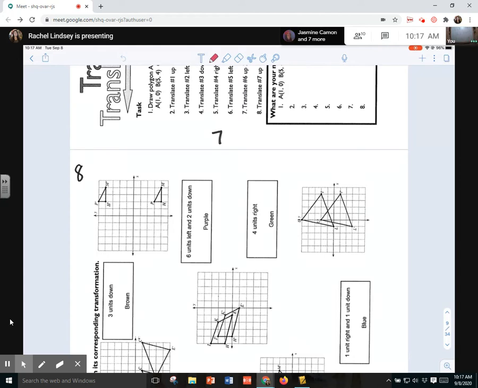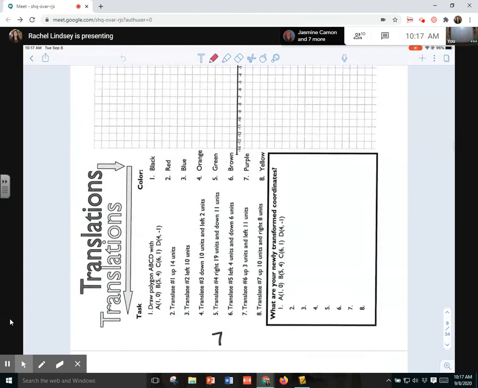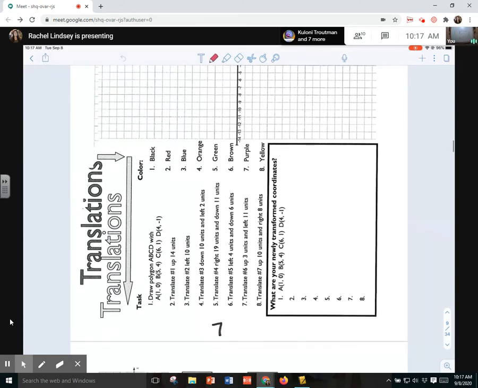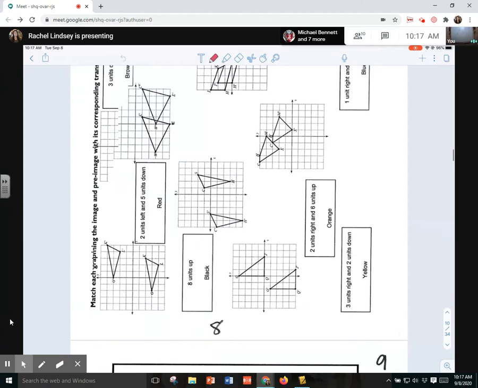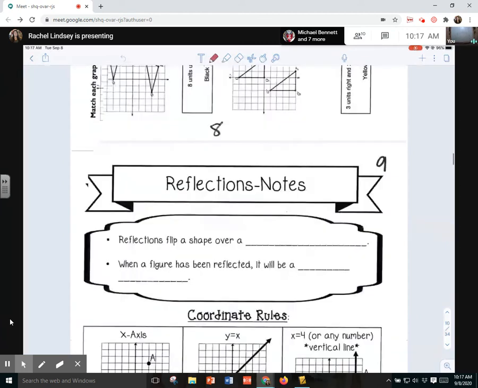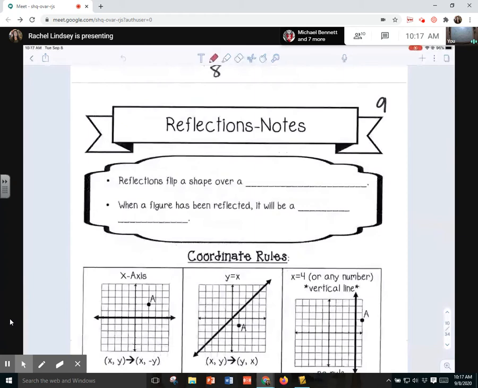But remember, translation is just a slide in the coordinate plane. So all we do is move it up and down and side to side. Today we're going to be looking at reflections. And reflections are a flip in the coordinate plane. So when we have reflections, they flip a shape over a line of reflection.